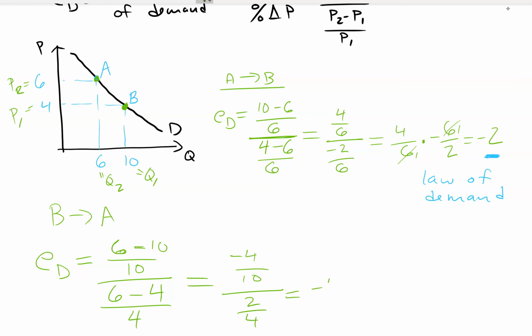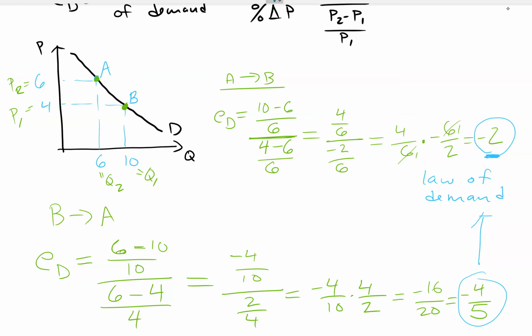We continue our calculation: 4 out of 10, and we find our reciprocal. So we end up getting negative 16 out of 20. We can reduce that, dividing both top and bottom by 4, and we're going to get negative 4 out of 5. Again, our answer is negative, and that is the law of demand. And this is also the law of demand. We always expect these to be negative.